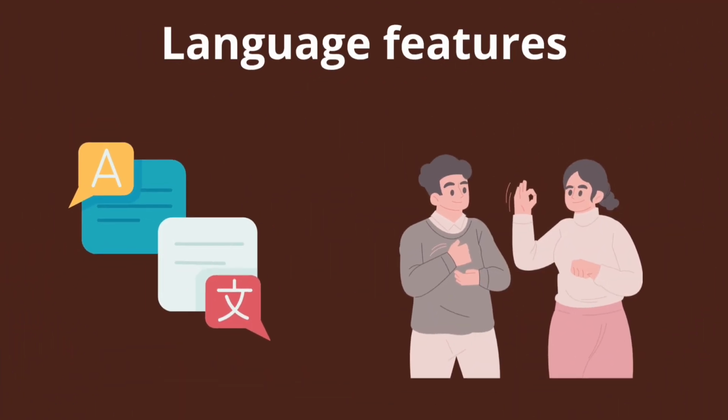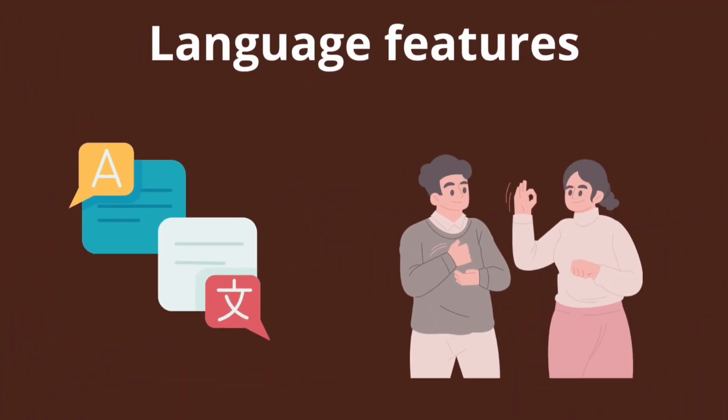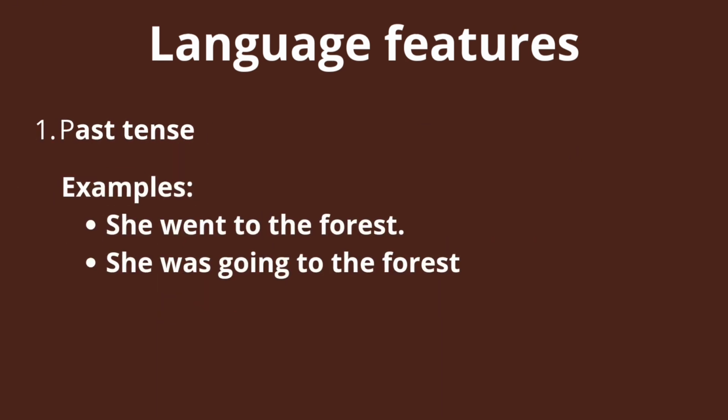Now we move on to the language features. There are some language features used in narrative text. The first one is past tense. This tense is used in narrative text because it tells events in the past. The type of past tense used in this text is not only simple past tense, but can also use past continuous tense, past perfect tense, and so on.